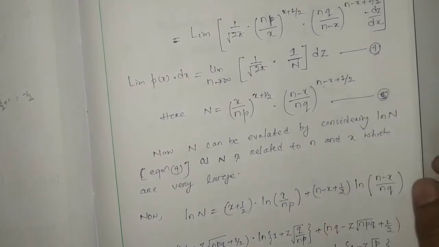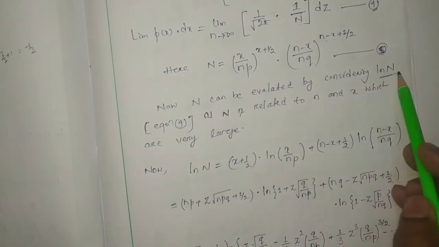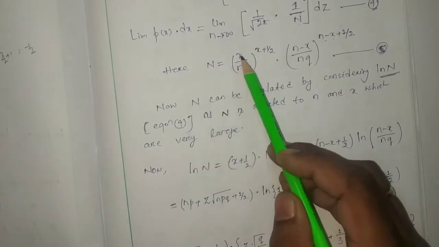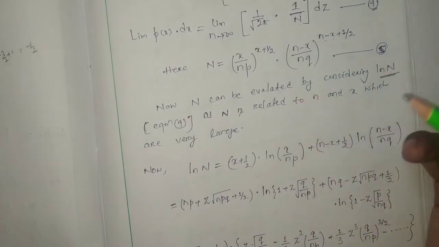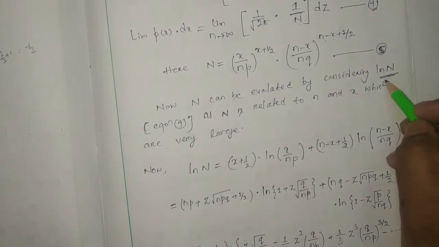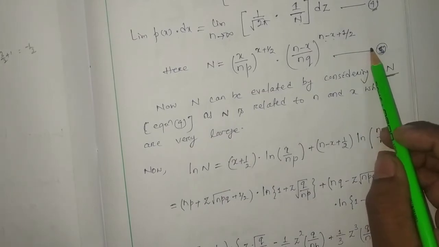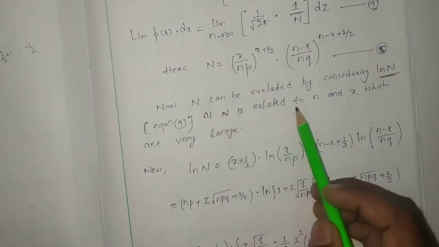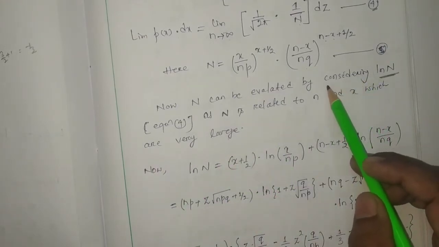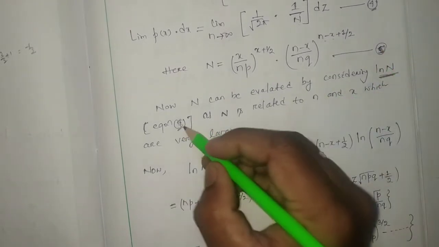Now we are going to first solve for the value of N. N will be evaluated by considering ln N. See here, N contains x and n, and x and n are very large. When very large numbers are being handled, it is better to consider the log. So we have to consider ln N, as N is related to n and x which are very large, considering equation number 5. So you write equation number 5.